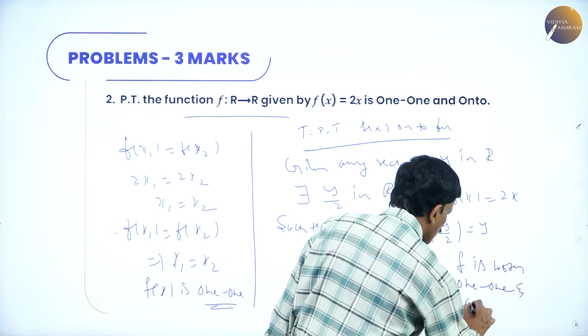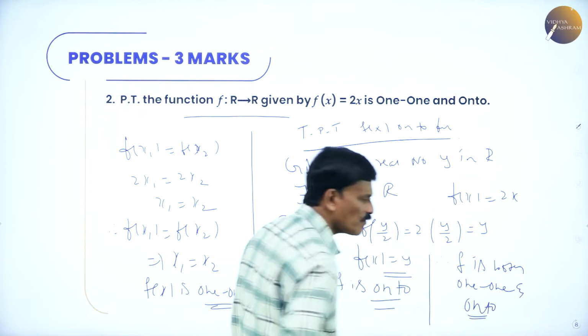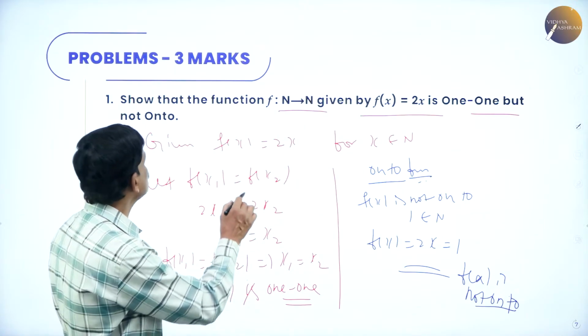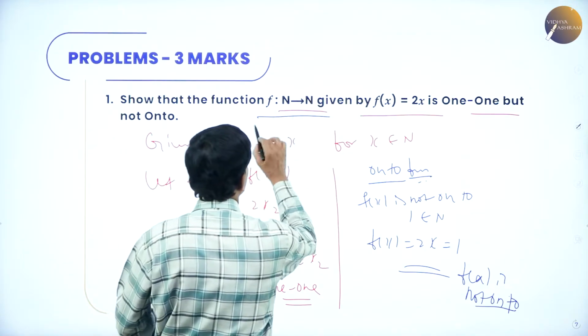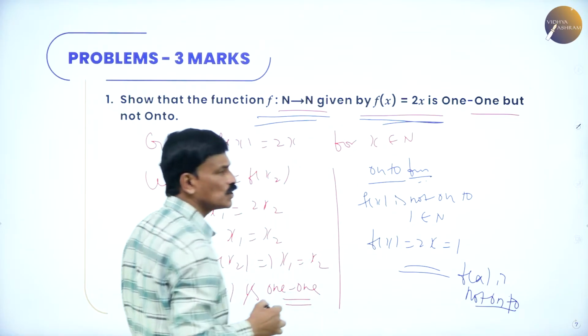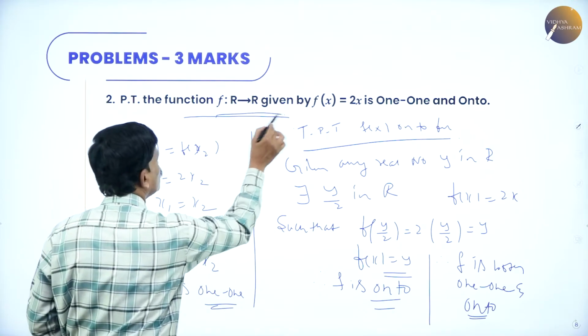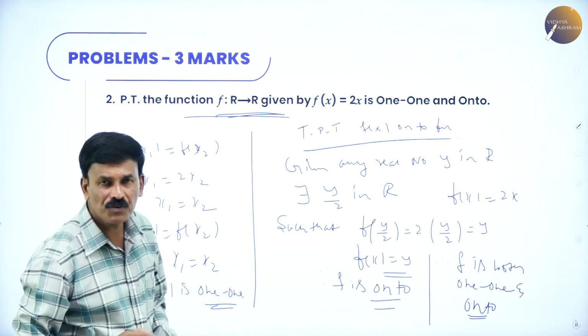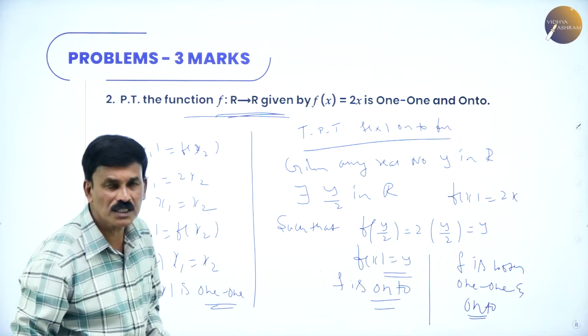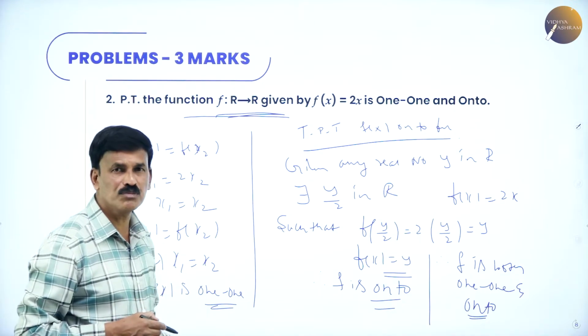One-one and onto. See the difference between the first and second. First problem is on the set of natural numbers, f from N to N given by f of x is equal to 2x is only one-one function, whereas on f from R to R, f of x given by f of x is equal to 2x is both one-one and onto function. This is an important problem.